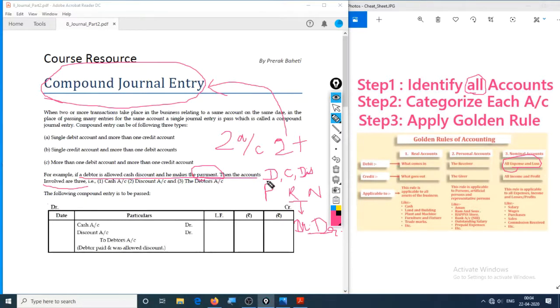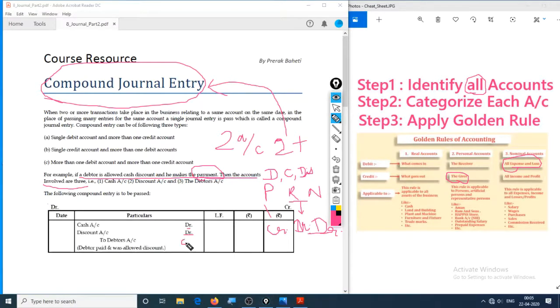Now debtor is a person. Debtor has paid us something, so debtor is the giver, hence debtor should be credited. Debit the receiver, credit the giver. Okay, hence this is credited. As you can see the journal entry here: cash account debit, discount account debit, debtors account credit.